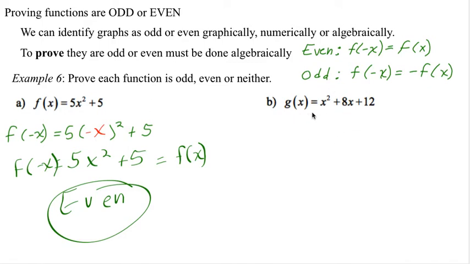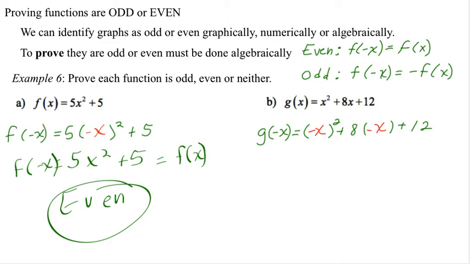So the first thing I want you to do is just rewrite this. Instead of g of x, put in g of negative x, and then rewrite your whole function, but wherever there's an x, put parentheses. And in those parentheses, we're going to put that negative x. So we're substituting in the opposite of x anywhere that there's an x.